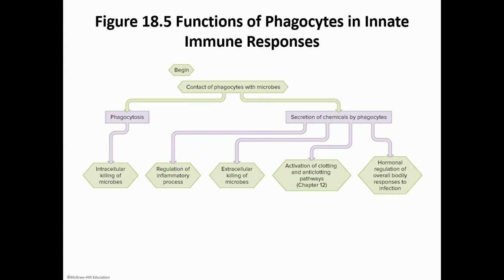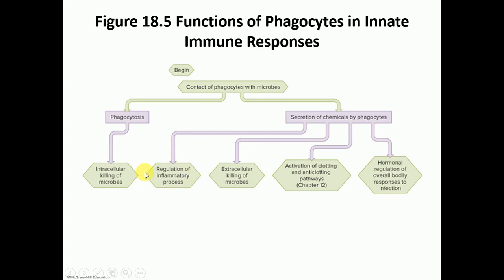Now, what is the function of these phagocytic cells in the innate immune response? When the phagocyte comes in contact with these microbes, it is going to eat them up by phagocytosis, as we've seen in the previous slide, and that leads to the intracellular killing of the microbes. But it is also going to lead to the release of different chemicals. Now that this one cell has identified a foreign body, it has to let the other immune cells know about it, so it releases some chemicals in order to do so.